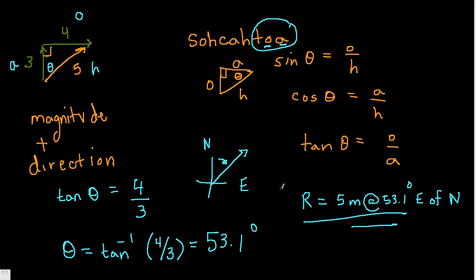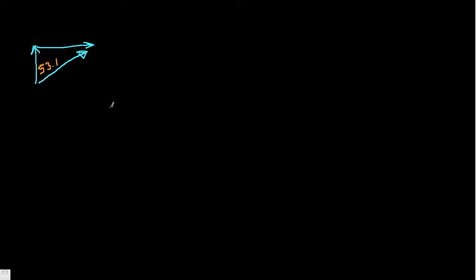It's a perfectly 100% correct answer for this question. So if we decide to work slightly different, we can get an answer that appears different, but it's really not. So we took 3 meters north and 4 meters east and came out with 5 meters at this angle, east of north.